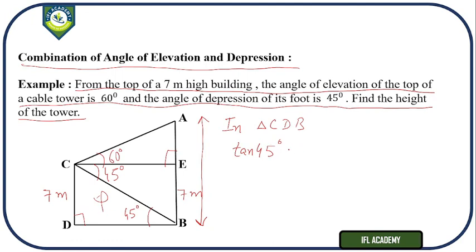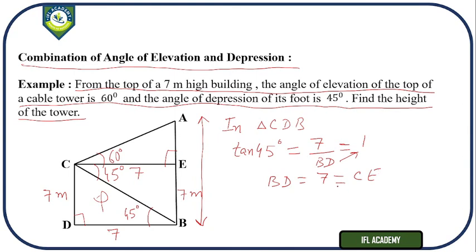So tan 45 degree will be equal to perpendicular upon base, perpendicular will be 7 meter upon base will be BD. As we know that the side opposite to the angle is perpendicular and the side adjacent to the angle is base, and tan 45 is 1, so this is equal to 1, cross multiply, so BD is equal to 7. BD has come 7. When BD is 7, then CE will also be 7, because opposite sides of a rectangle are equal, so this will be equal to CE.